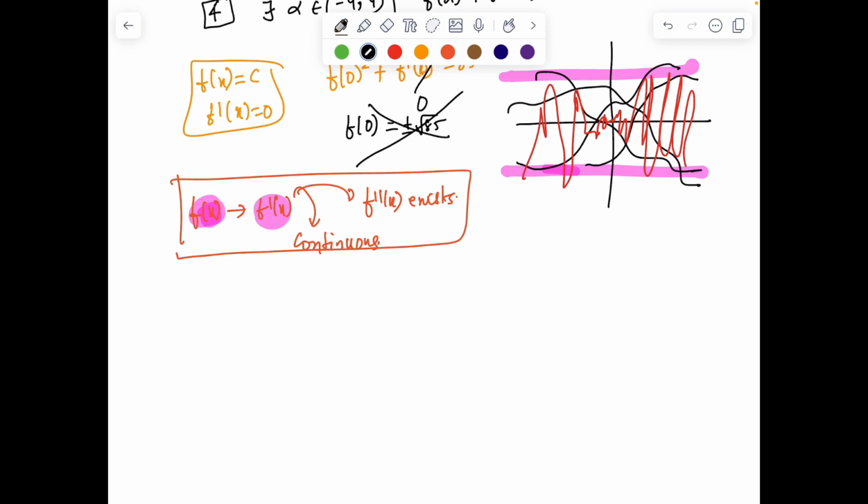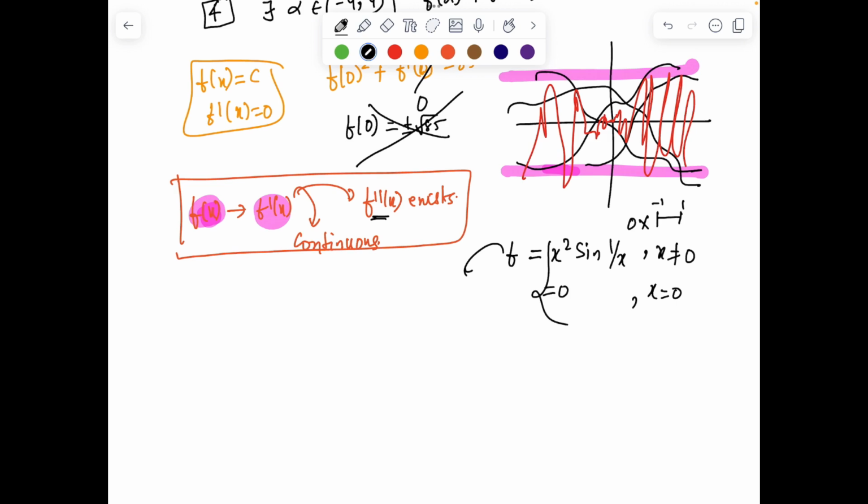So f dash x should also be differentiable, and hence by default it should be continuous. Now how does that continuity of f dash guarantee this? Suppose I take a function f(x) = x squared sine 1 by x for x not equal to 0, and 0 for x equal to 0. Now clearly you can see the function is continuous at x equal to 0 because it will go to 0 times something finite, dancing between -1 and 1.